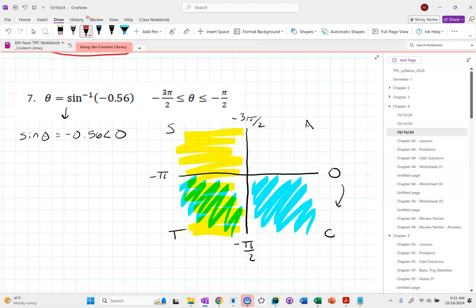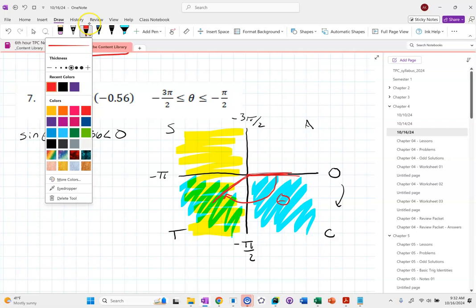I'm now going to draw my standard position angle. So the initial side is always on the positive x-axis. The terminal side will be in quadrant 3, where the two colors are overlapping. And because theta is negative, I know I'm going to be drawing that angle clockwise. So far, so good.